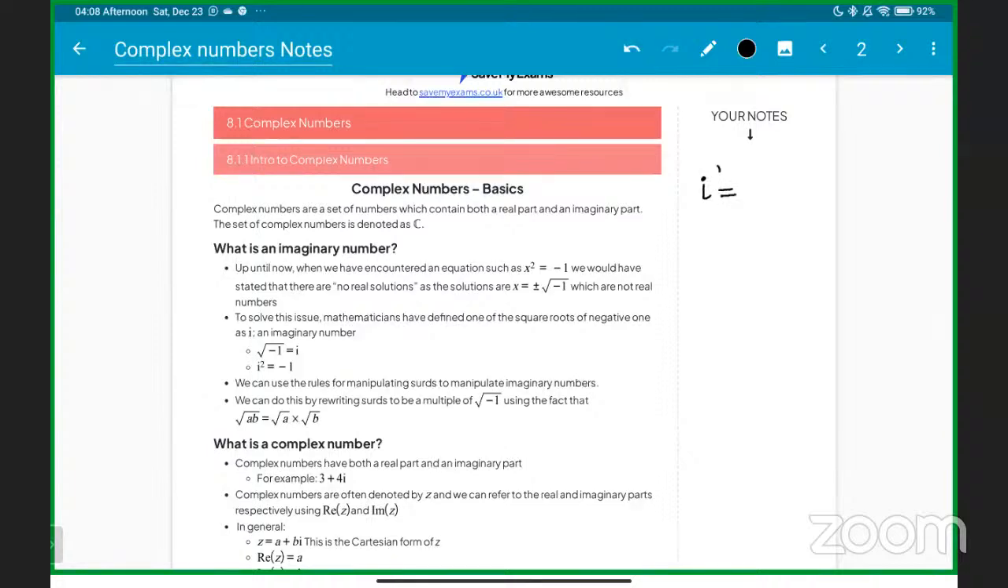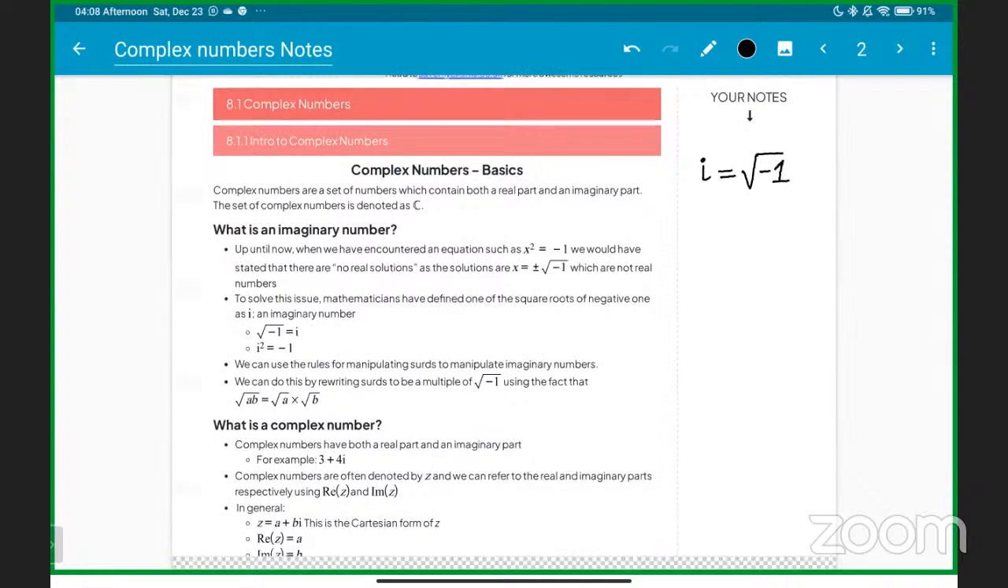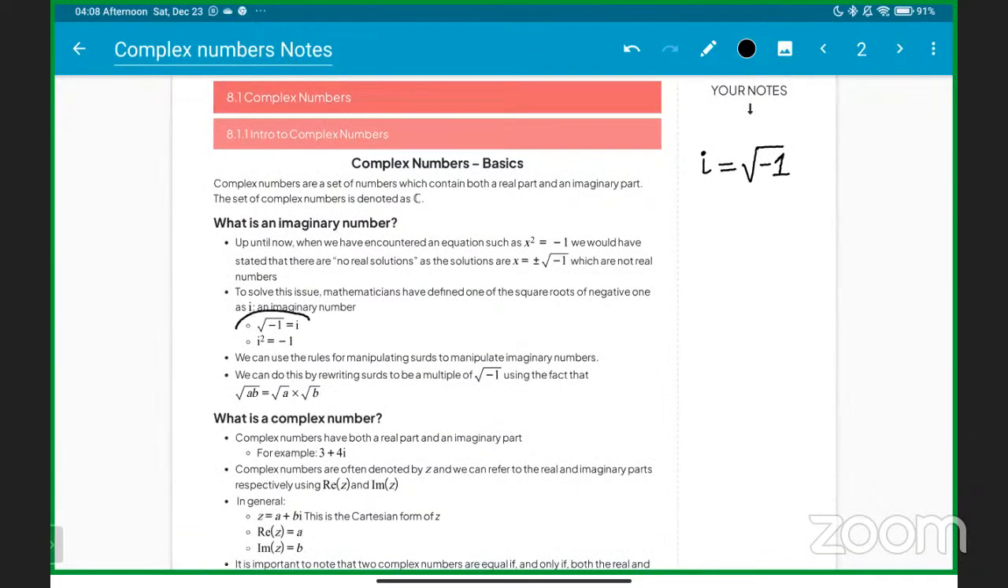A complex number is denoted by this i, and we call this the square root of -1. Understanding, everyone? A complex number is basically called the square root of -1. Everyone there? Got it? Clear? The first thing is this, okay?